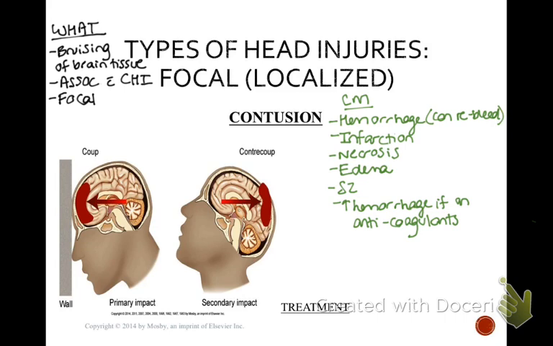What does a CHI mean? Closed head injury. So you wouldn't necessarily stop their anticoagulant. It just depends on the patient. If they get bleeding, then you would maybe.